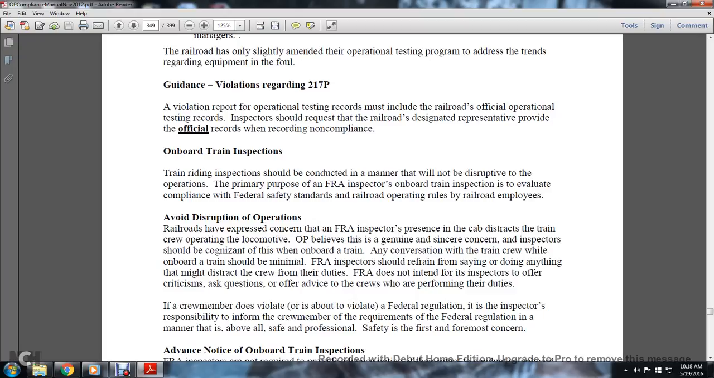Guidance. Violation regarding 217P. A violation report of the operational testing record must include the railroad operational practice and the railroad operational testing records. Inspectors should request that the railroad designated representative provide the official records when recording the non-compliance.